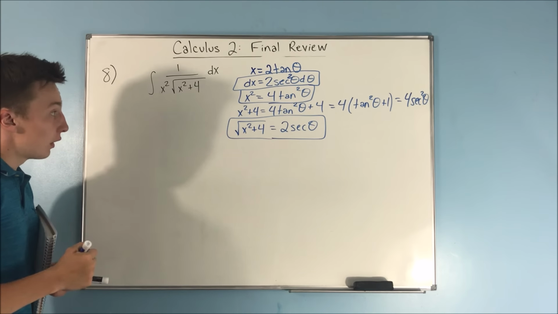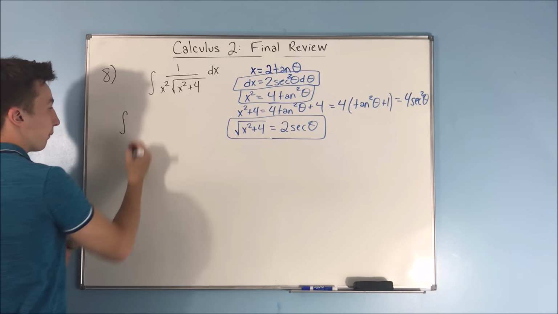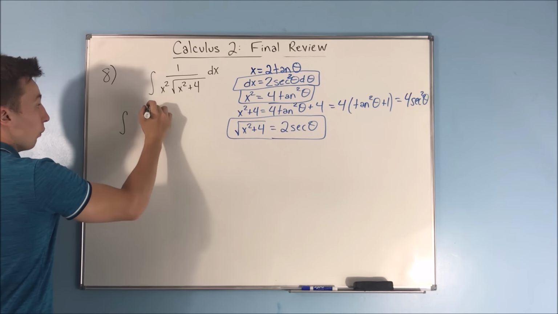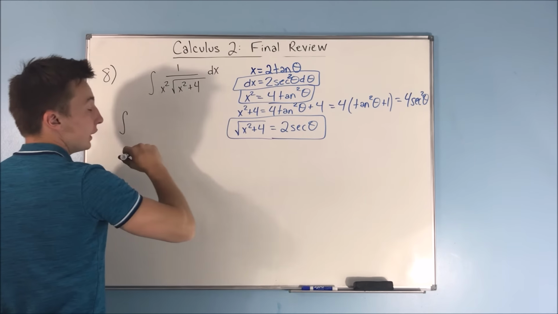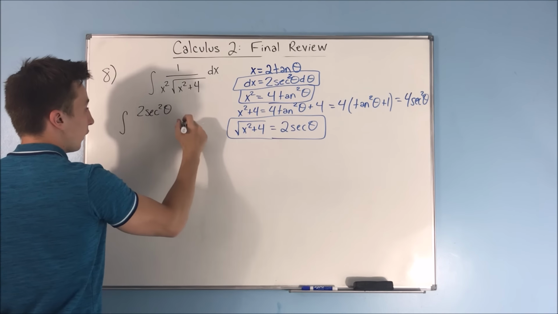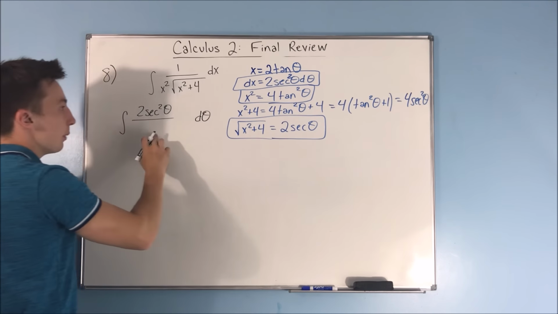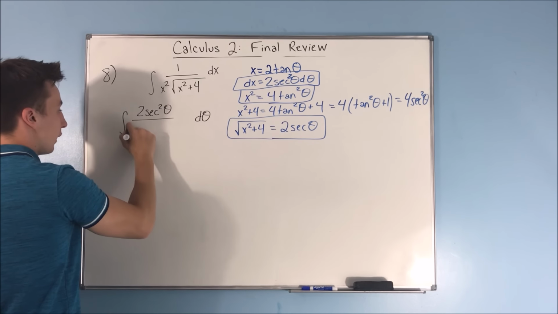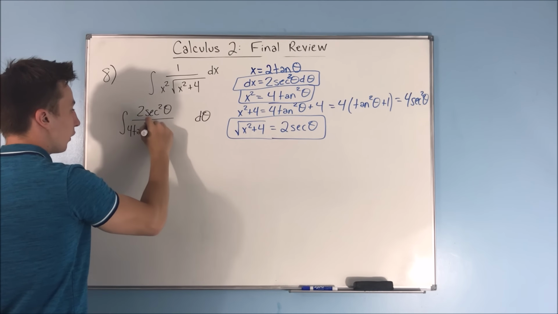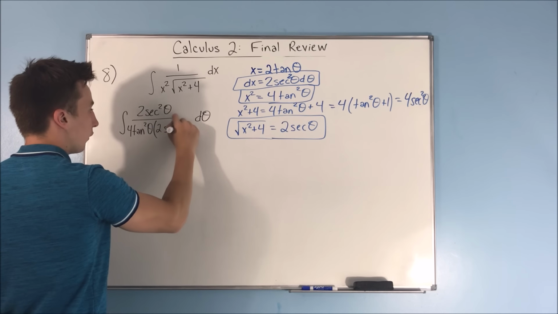Okay, so doing that, we get that this is now the integral of, well, dx is 2 secant squared theta d theta. So we'll have a 2 secant squared theta here, and we'll put a d theta out here. This is going to be over x squared, which is 4 tangent squared theta, and this is going to be multiplied by a 2 secant theta.